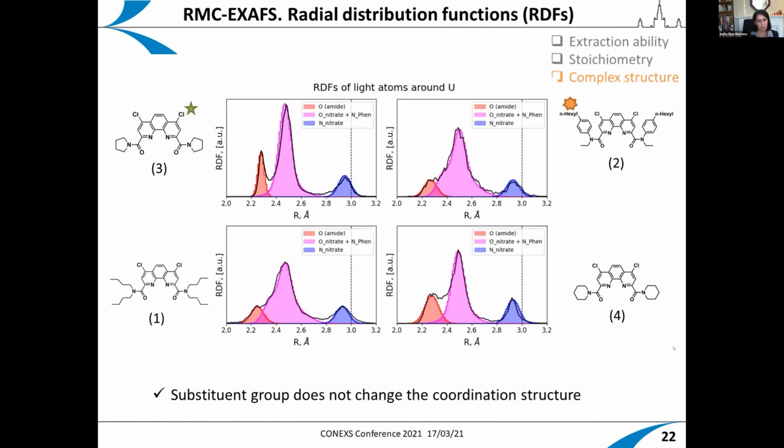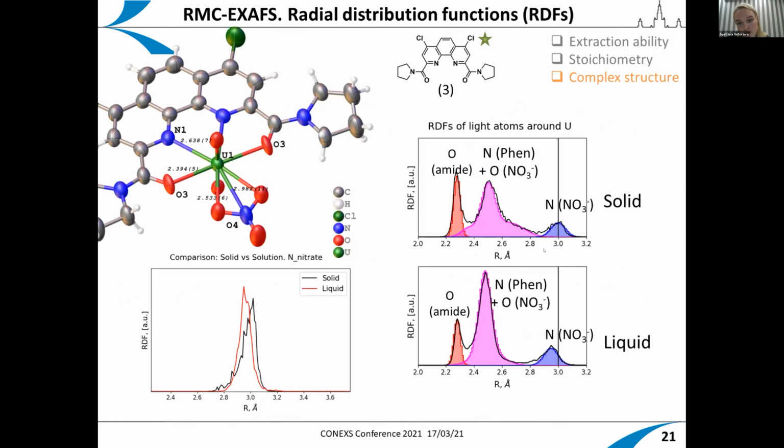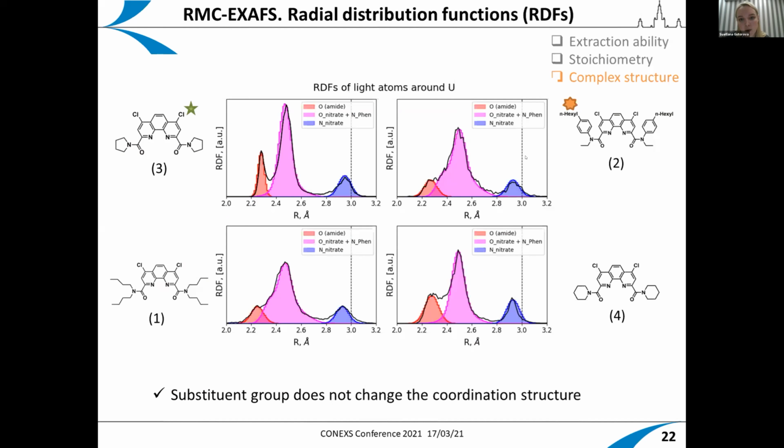If you go to the previous slide, I would say that ligand number 3 radial distribution function looks more like the complex with ligand number 4. Yes, but they are different from solid state. We can see that this peak that corresponds to the amide oxygen of the ligand is lower in liquid states in all liquid samples.